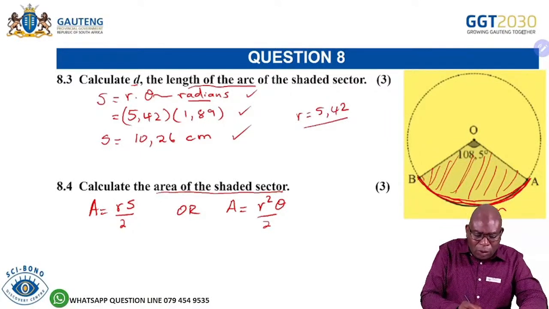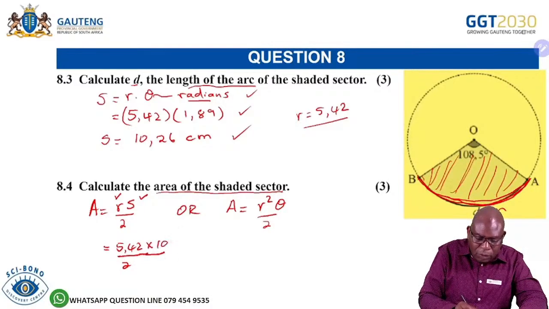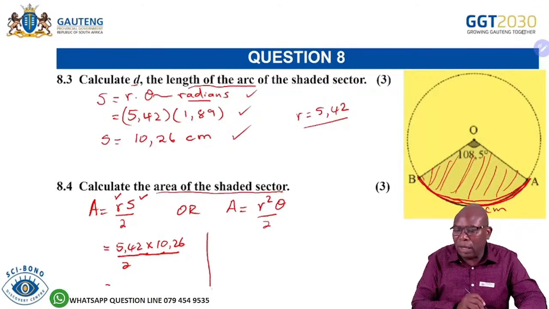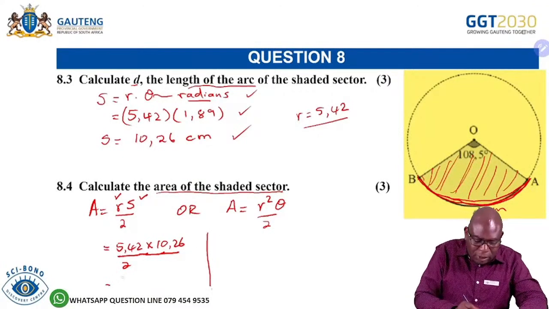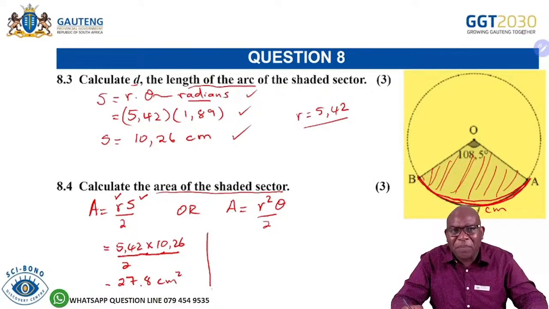Okay, so can you see I've got R, I've got S. Just substitute: 5.42 all over 2 times 10.26. Then I've got my answer there, so my answer becomes 27. I'm not interested in the answer anyway. I'm interested in how to get there.